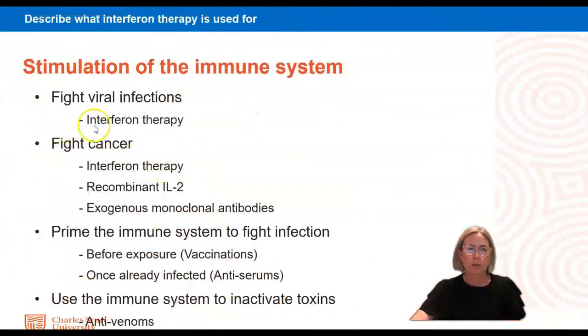In this recording, we're going to be talking about how the immune system can be stimulated to fight viral infections through the use of interferon therapy. And then also how it can be used to fight cancer through interferon therapy again, recombinant IL-2 and exogenous monoclonal antibodies. Later, I'll be talking about how the immune system can be primed to fight infection. So before exposure through the use of vaccinations, and once already infected through the use of anti-sera, and then how the immune system can be used to inactivate toxins through the use of antivenoms.